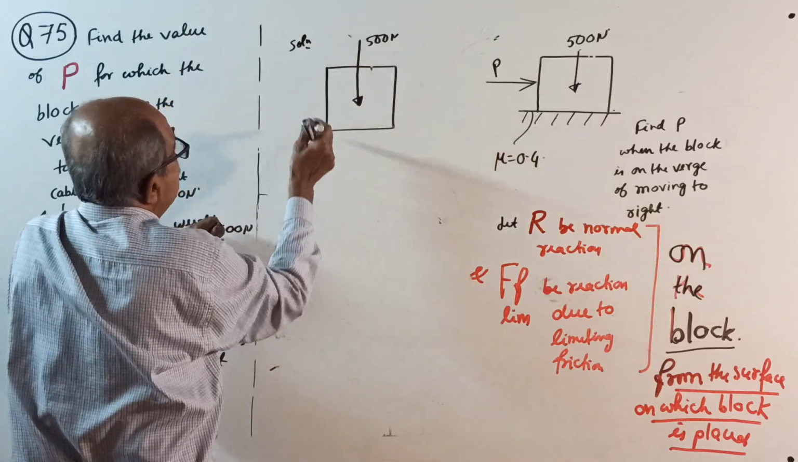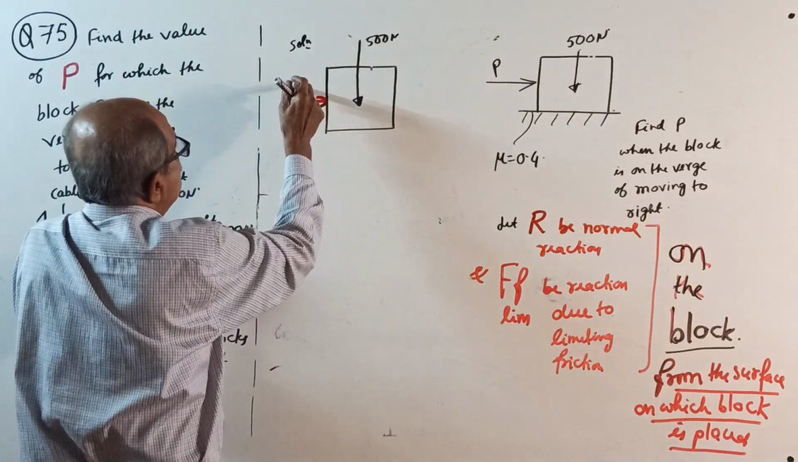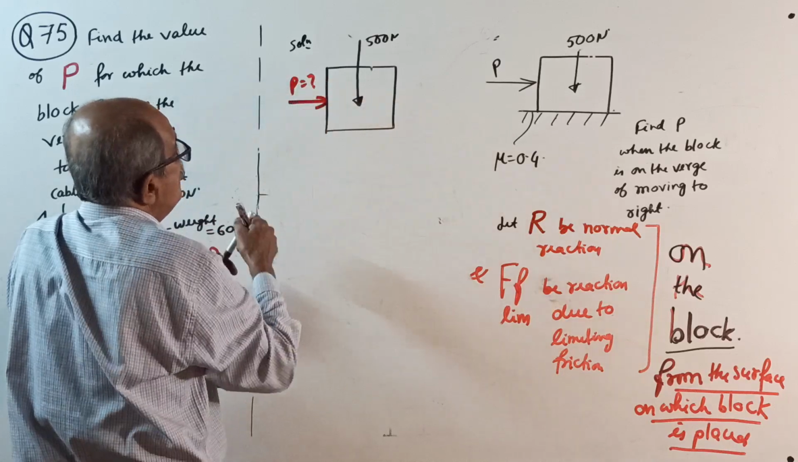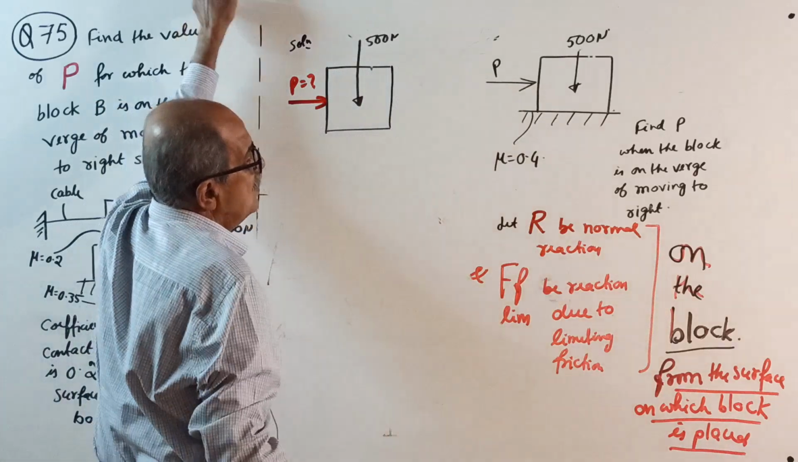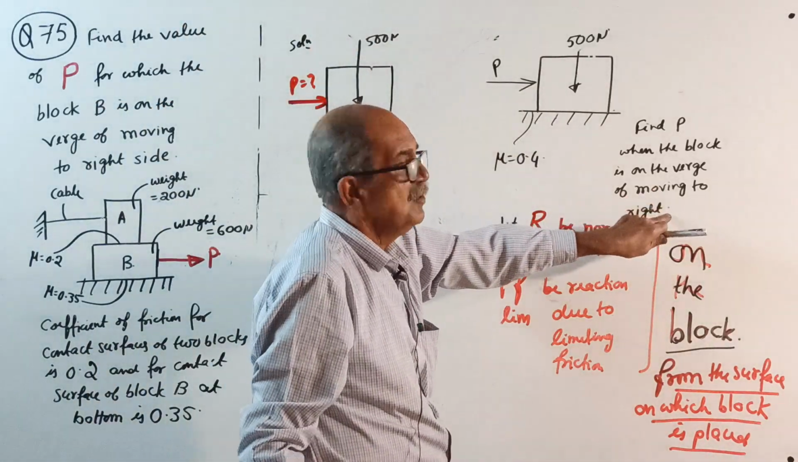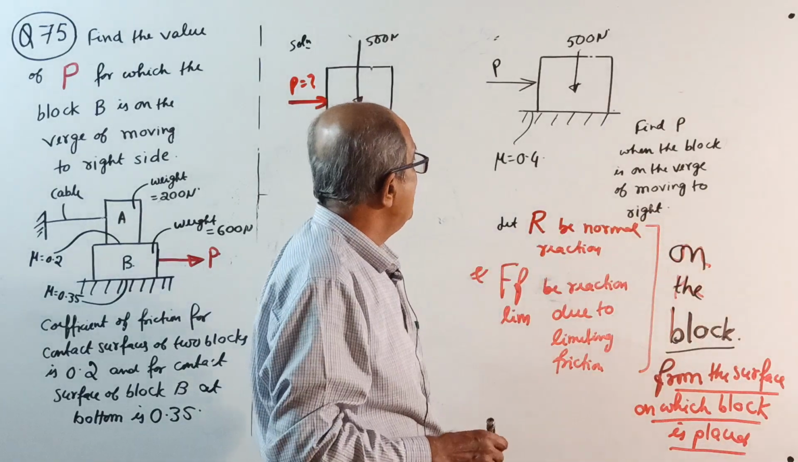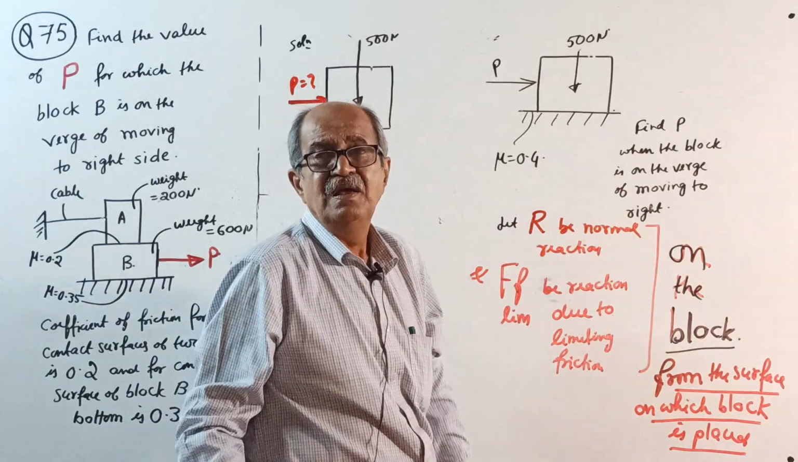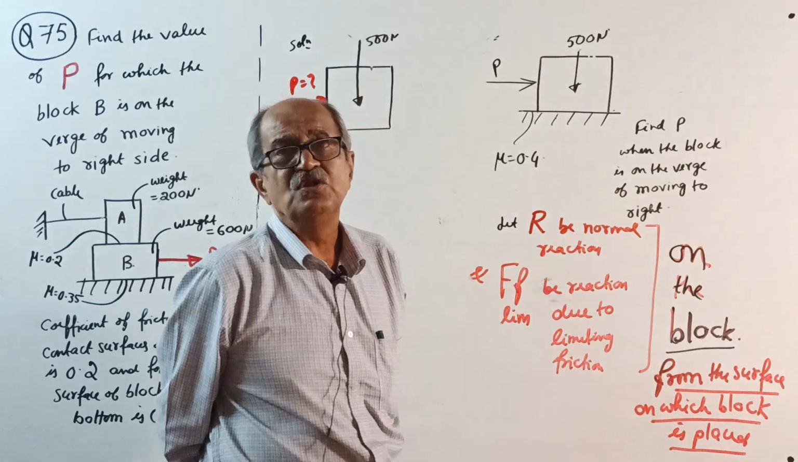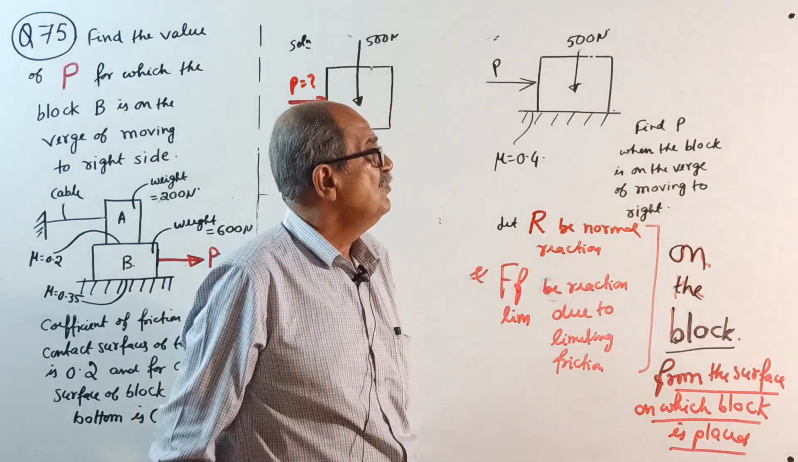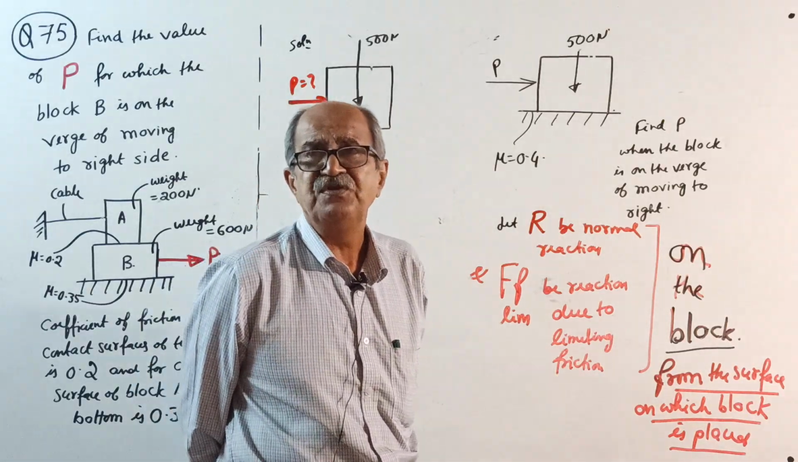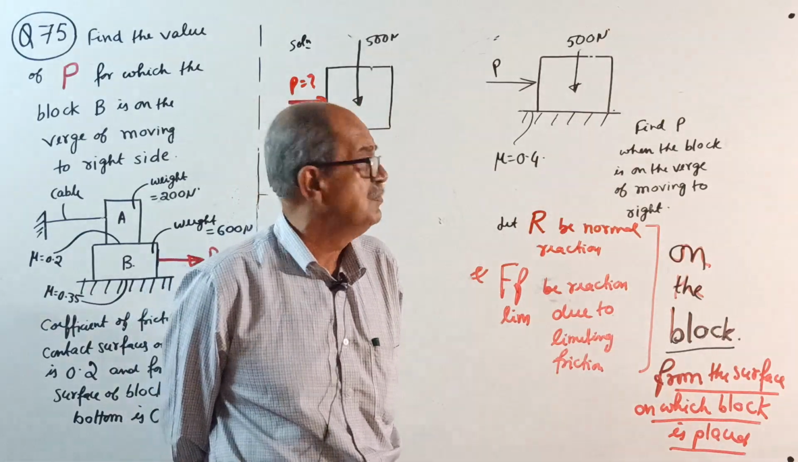You are finding a force P here. Force P you have to find out, when the block is on the verge of moving to the right side. Very important: if you remember, when it is on the verge of moving, limiting friction will come. So we know that limiting frictional force, FF limit, equals mu into normal reaction.